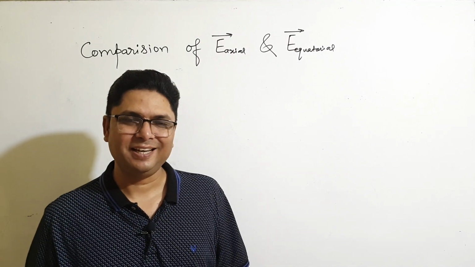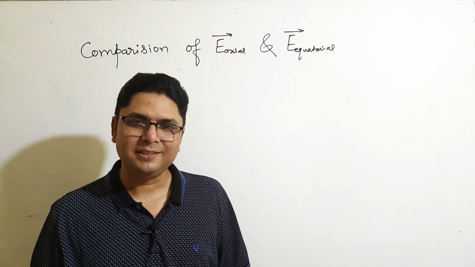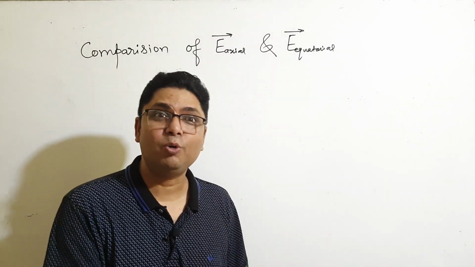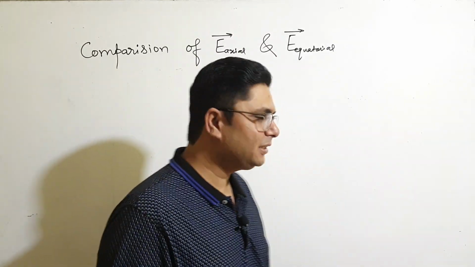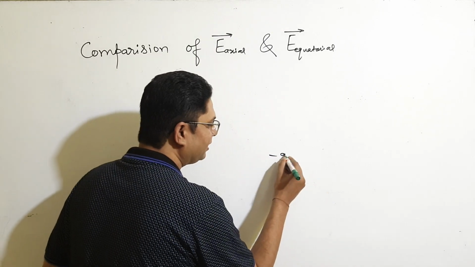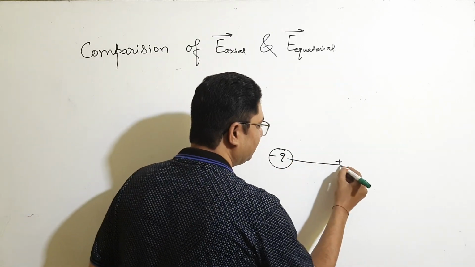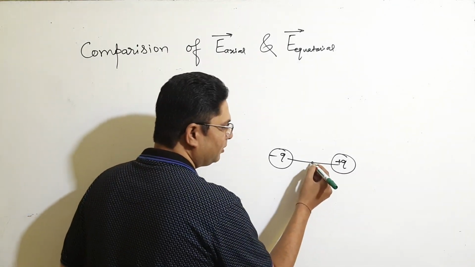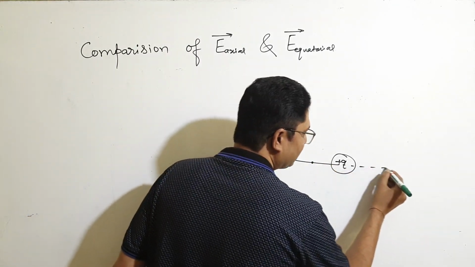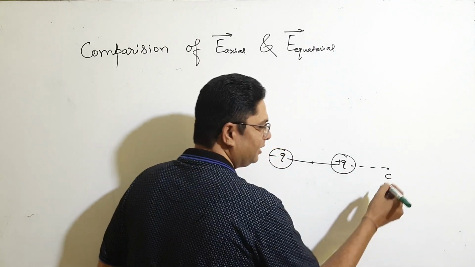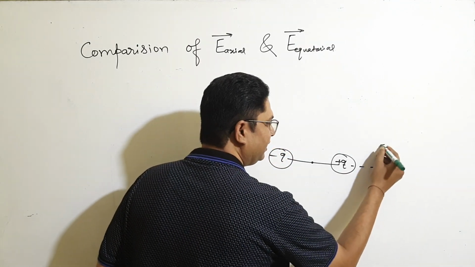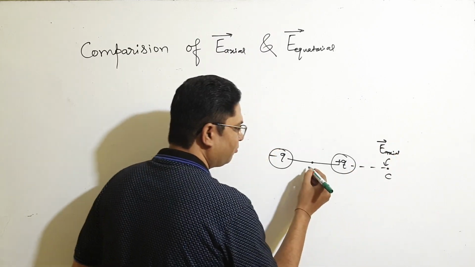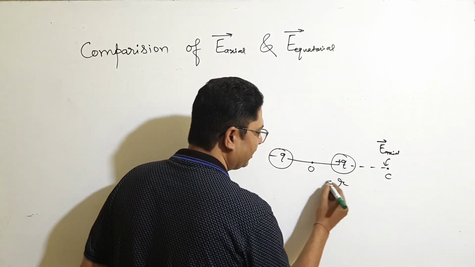Hello friends, let's learn comparison of electric field on axial line and on equatorial line. For this, we need a minus q charge and plus q charge. This is the center of charge. From this center, we are producing a distance at this point C. Electric field at point C is said to be E axial. Let the distance from O to C be r.